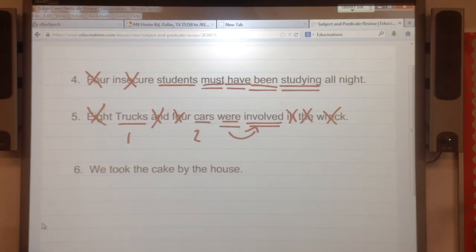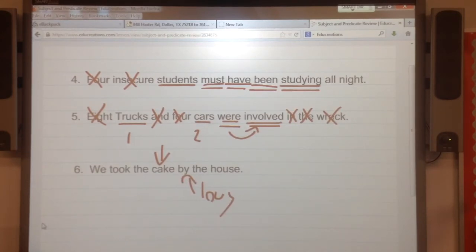Now this sentence does give people problems here and there. They read the sentence, "We took the cake by the house," and they think this sentence is all about cake. But what does the cake do? Does the cake take? Does the cake buy the house? No, that's not even a verb, buy. In fact, I know the verb buy is spelled B-U-Y.